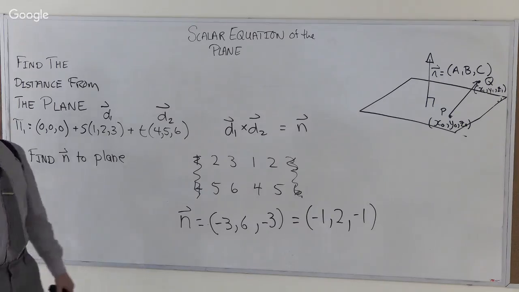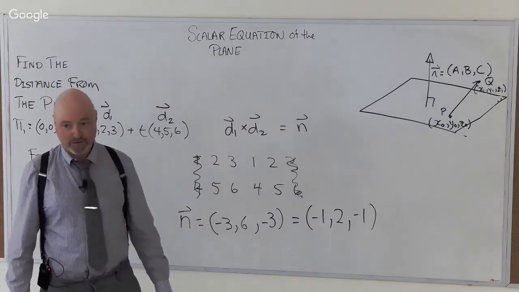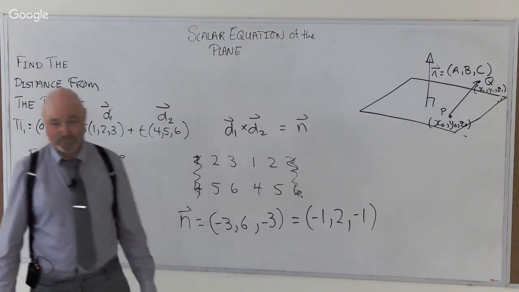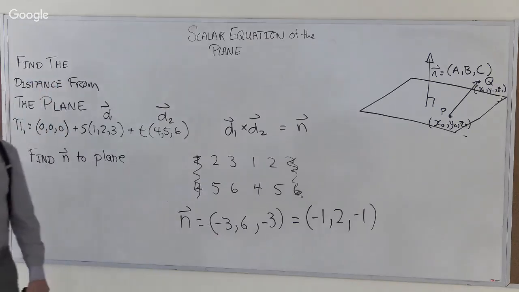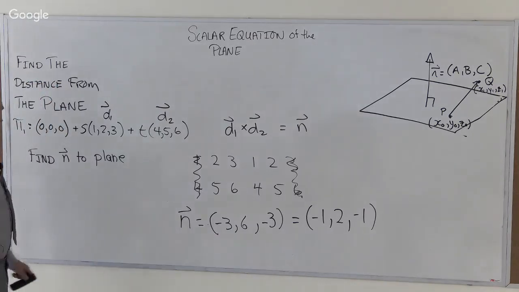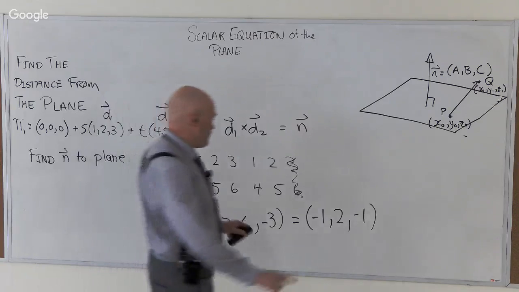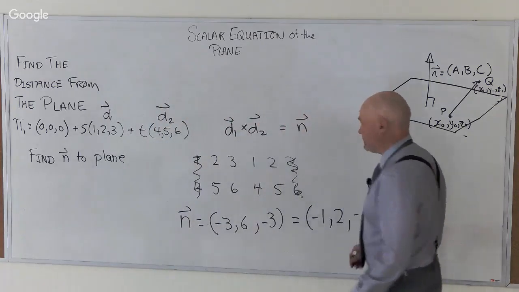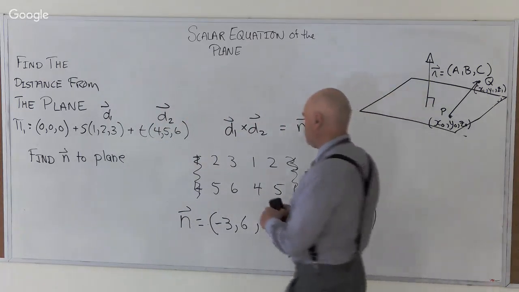Just waiting for our panel of judges now to determine if I've actually calculated the cross product correctly. Yeah, no, it's good. Our panel of judges has approved it. Okay. There we go. This is going to be our A, B, and C. We just need to find our D now.